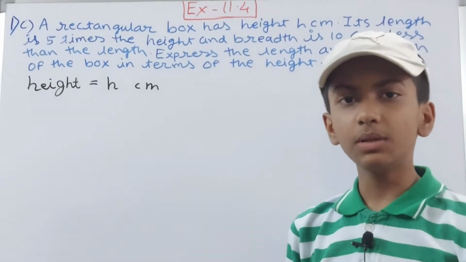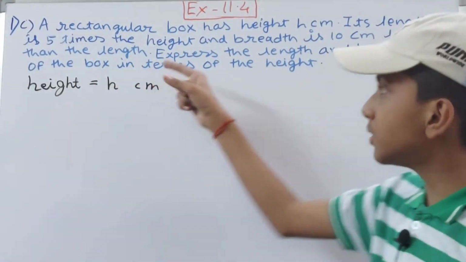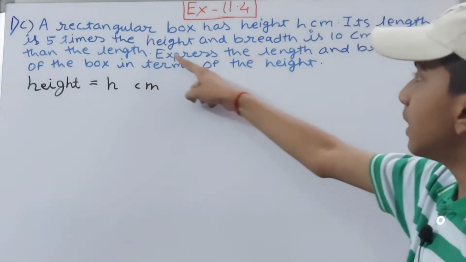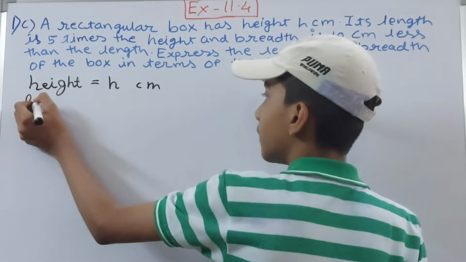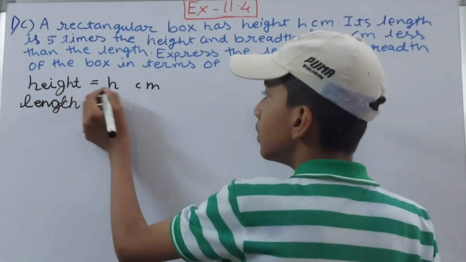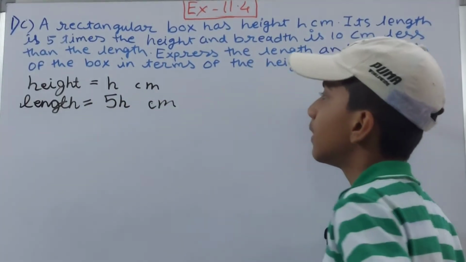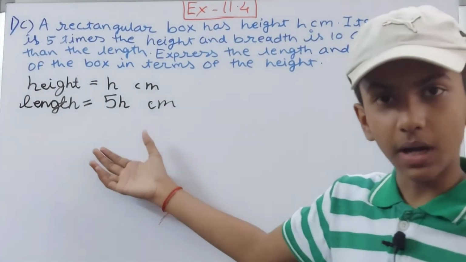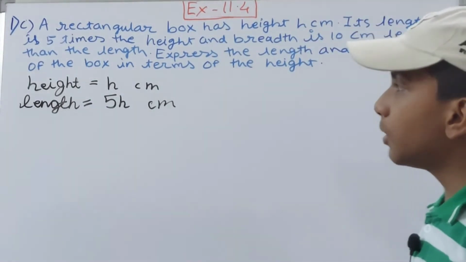So what will you multiply by 5? We will multiply this height by 5 because it is clearly written 5 times the height, right? So first you can write here length, and length is equal to 5h centimeters. Okay, 5 into h is 5h, right? That is same.